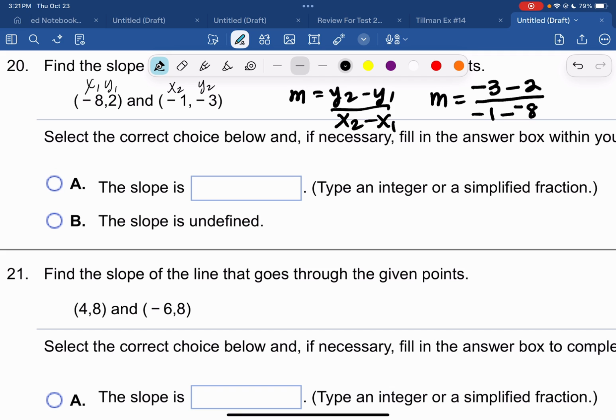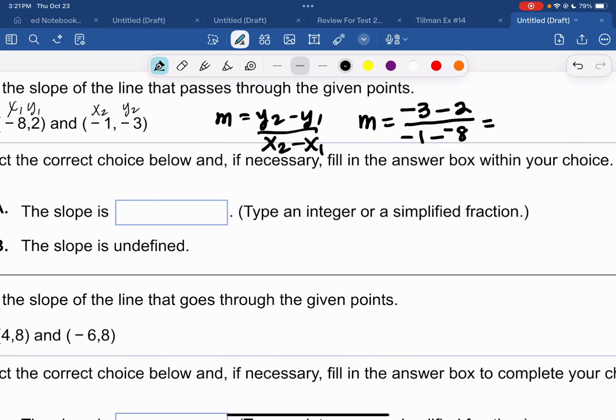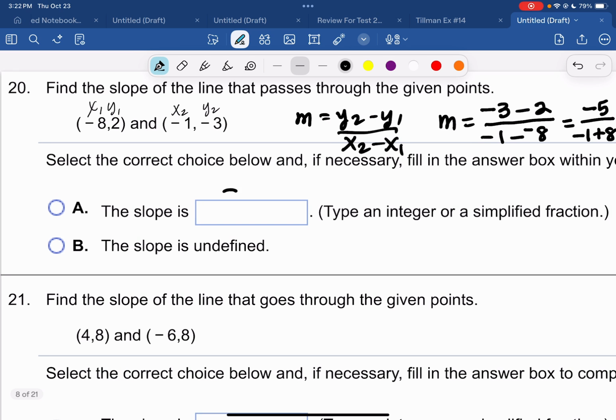So I do have a double negative there. My numerator, those have the same signs. I add and keep my sign, or I use my calculator, -5, okay? And this is -1 plus 8, so -5/7. My slope is -5/7.